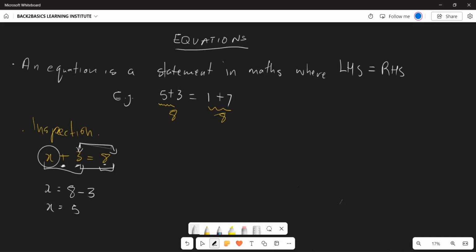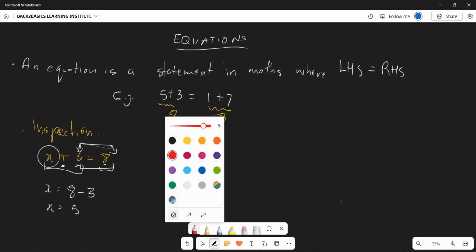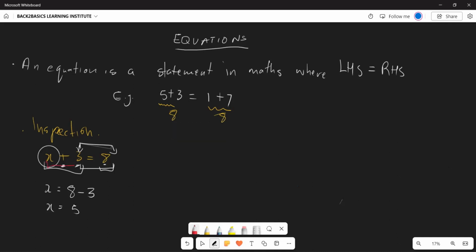So the value that you need on this side so that this side becomes 8 is 5. Are we together? And surely by inspection, you can actually see which value you can add to 3 so that you get 8. Hopefully now this makes sense.